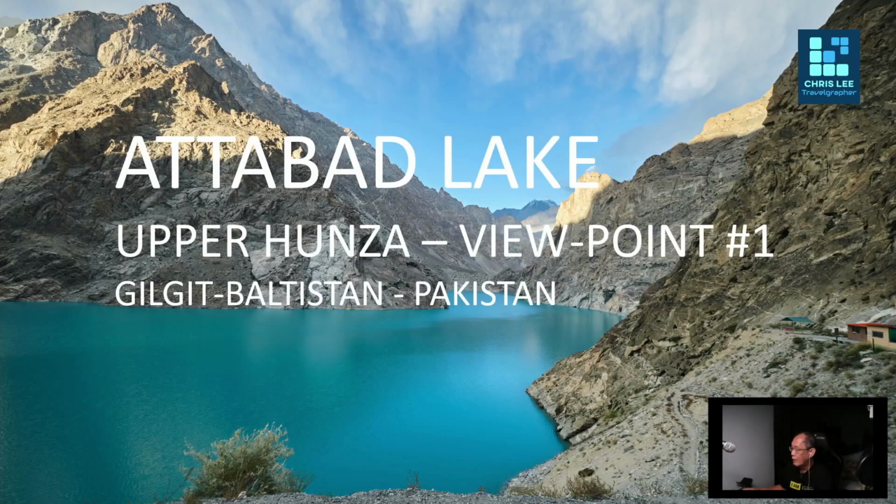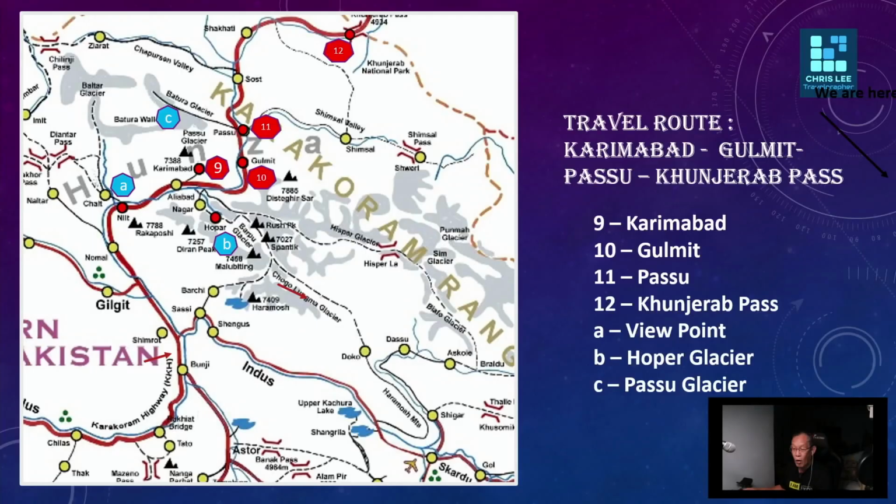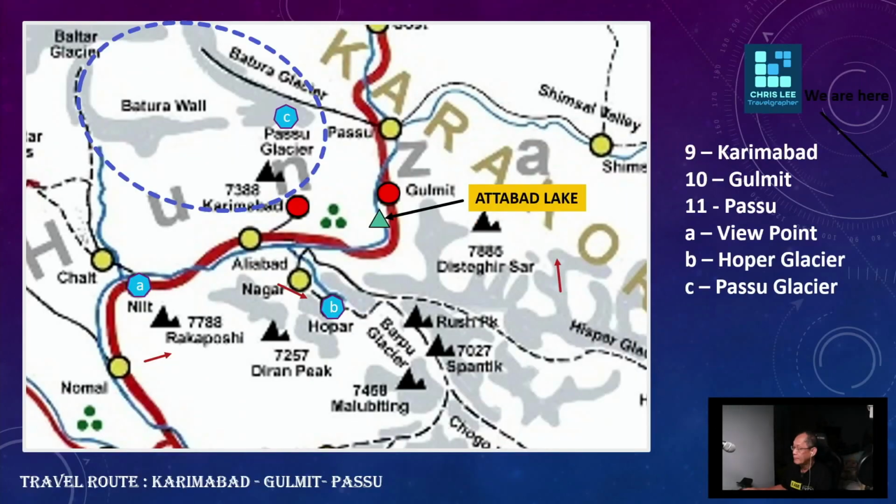Now let's look at this Attabad Lake and have some understanding of how it came about. This lake was formed not long ago, and the location of Attabad Lake is after leaving Karimabad on the way to Gulmit. In between these two towns is where Attabad Lake is located.